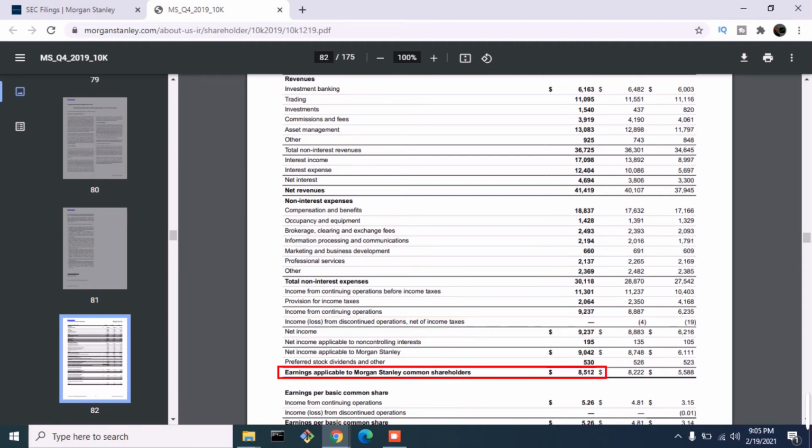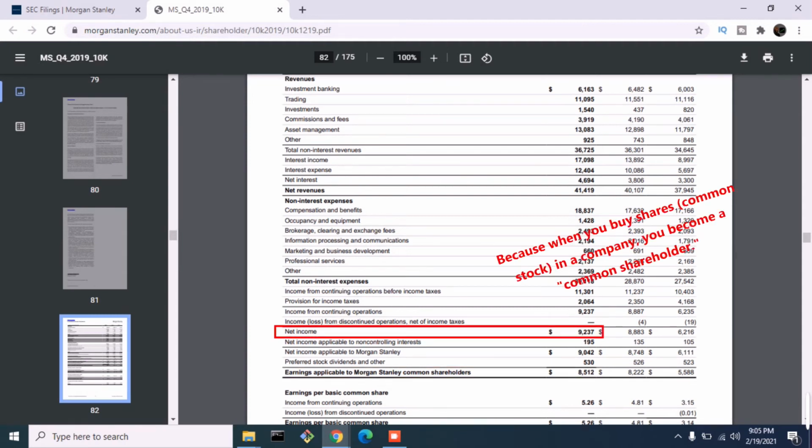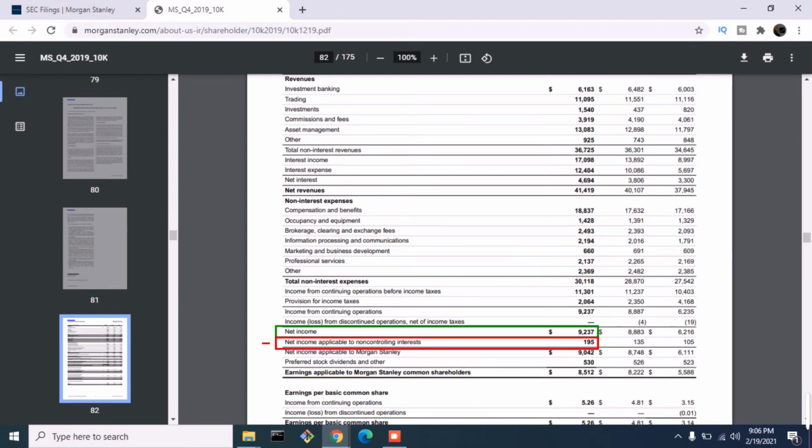But this earnings applicable to Morgan Stanley common shareholders is the one that we're really concerning ourselves with. So to get from the net income to the earnings applicable to Morgan Stanley common shareholders, you subtract out the net income applicable to non-controlling interest, and then you subtract out preferred stock dividends and other.